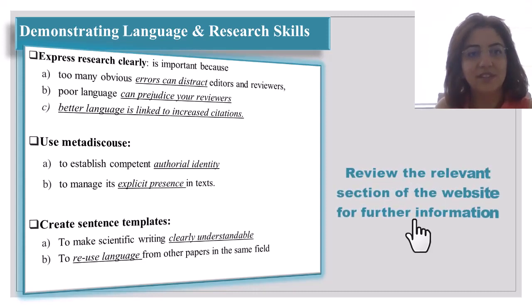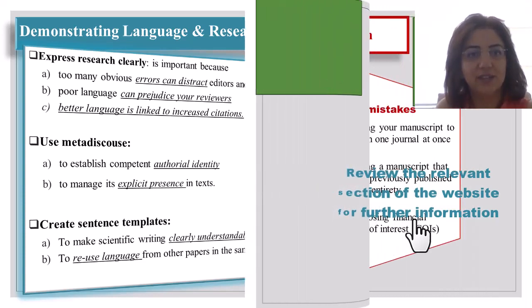And the third strategy is to create sentence templates. Good science is the most important thing, but the science needs to be clearly understandable. To achieve this, it's required to write short sentences first and join them later if needed. So it's important to develop a repertoire of ways of expressing meanings in discipline-specific contexts.